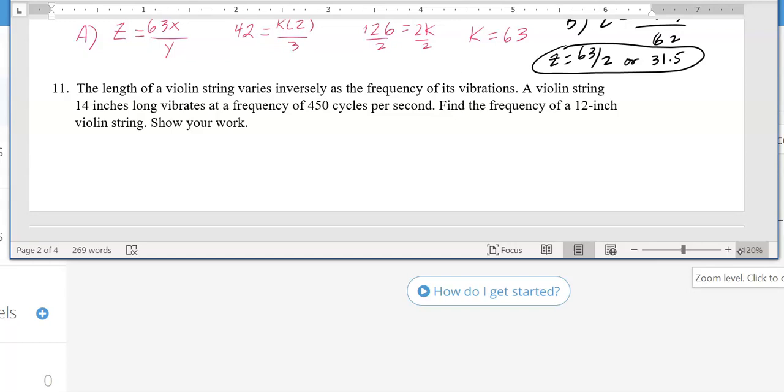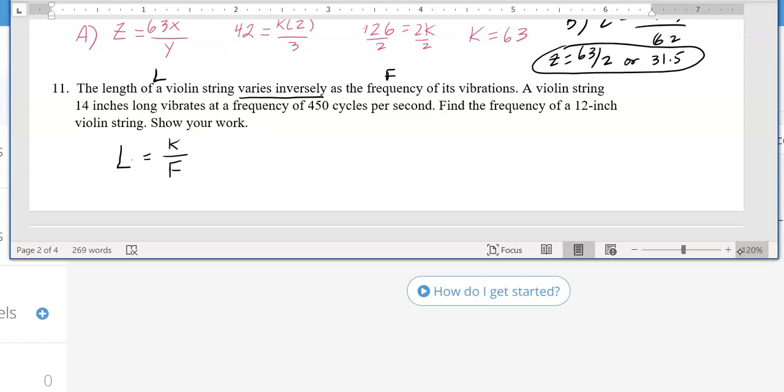The length of a violin string varies inversely as the frequency of its vibrations. All right, so I'm going to use variables L for length, F for frequency. That's my two quantities that vary inversely with one another. So using an equation to represent this, length varies inversely with frequency. Okay, so let's take the next sentence so we can find out what this number k is that establishes the inverse relationship.